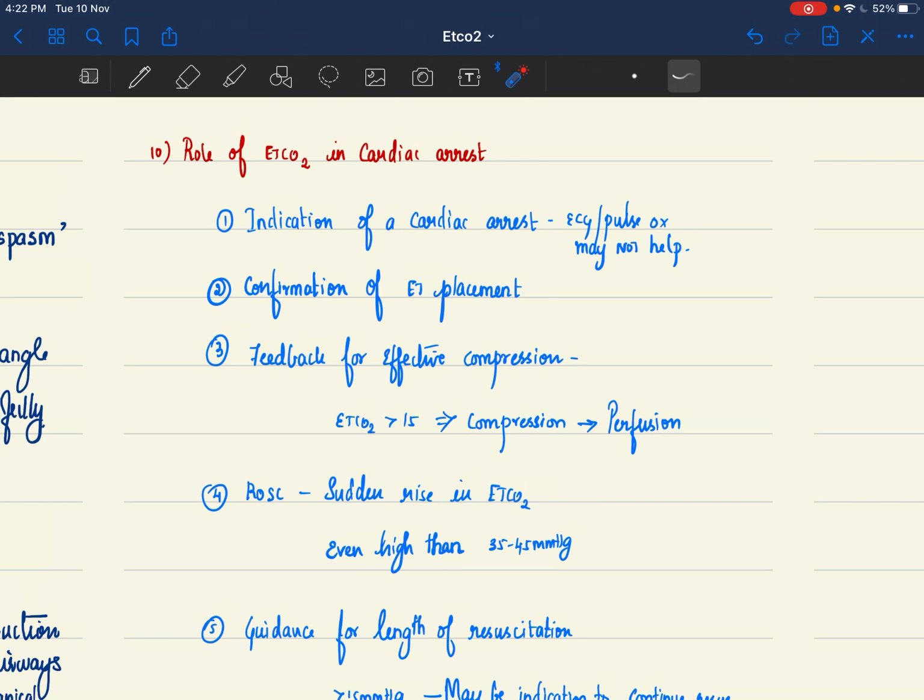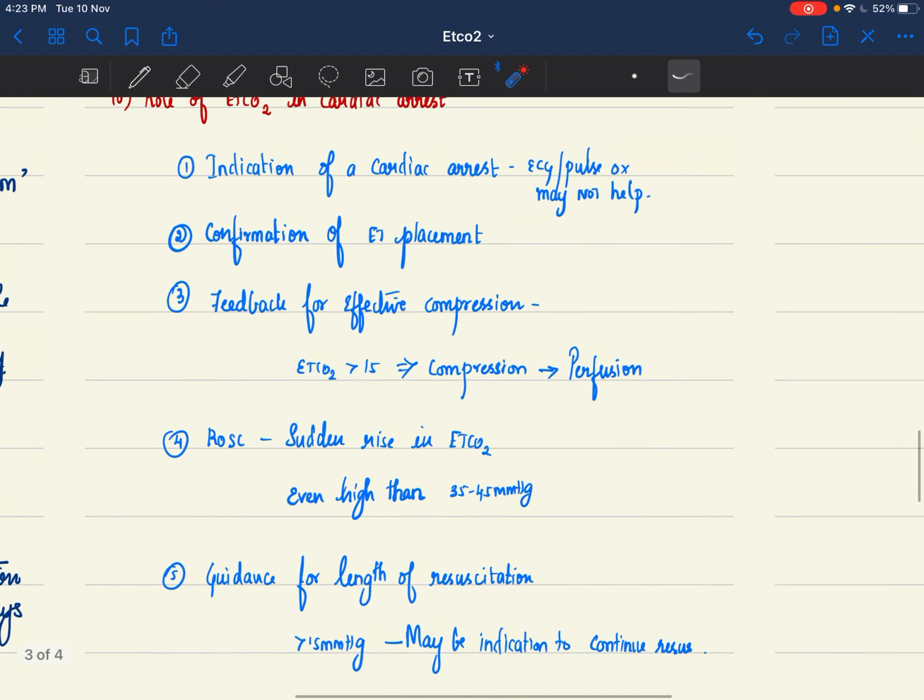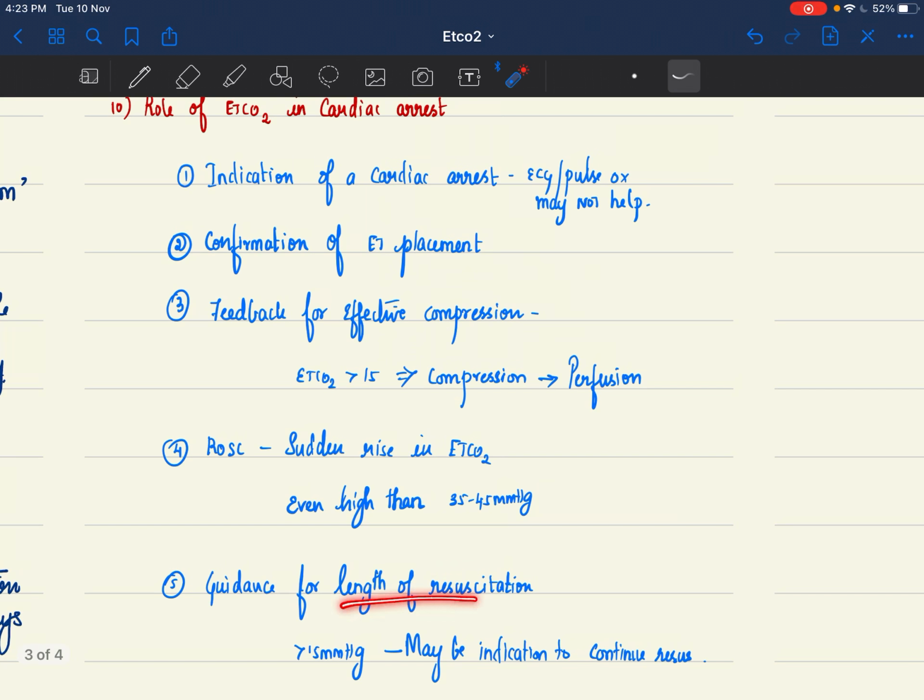This is represented by a sudden rise in EtCO2. So usually the waveform is flat because the patient is arrested. Then you are trying to do cardiac compression, which is evidenced by the small EtCO2. Then this rapid upstroke, if this happens, it means the patient has spontaneous circulation. This might even be higher than 35 to 45 because whatever built up PaCO2 is there is trying to get out. Then last but not least, this will give you good guidance for the length of resuscitation.